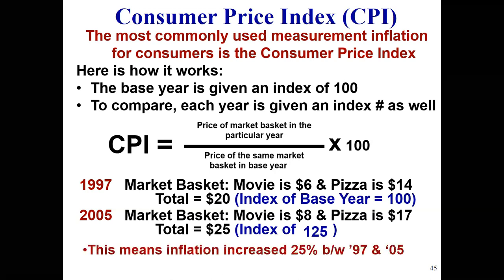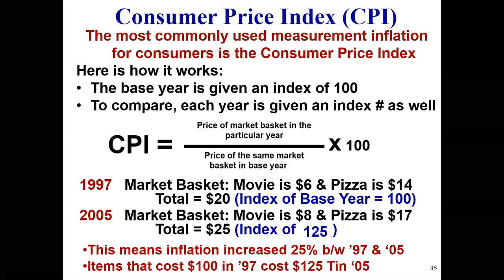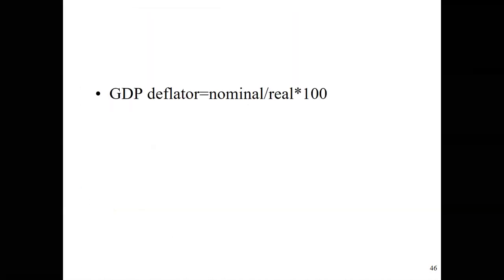All right. And again, this is an easy one, but if they were asking the inflation rate, it'd be year 2, which is 125 minus 100 over 100. Year 2 minus year 1 over year 1, so it'd be 25 over 100, or 25%. Anytime they ask you the inflation rate, again, it's year 2 minus year 1 over year 1 times 100. All right. The GDP deflator is nominal over real times 100.